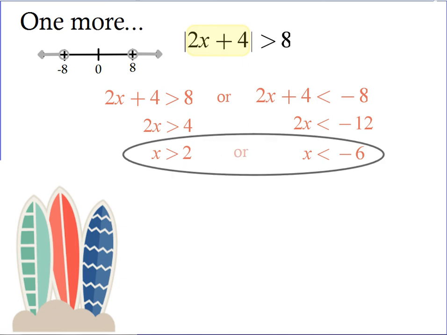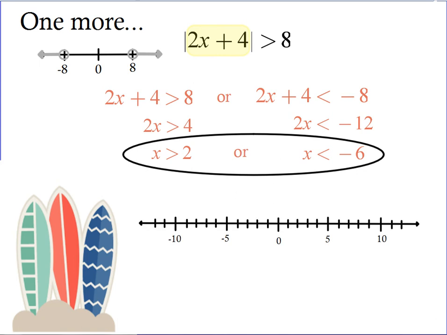That's my solution, and that's what I'm going to put on the number line. I can graph all values greater than 2 and all values less than negative 6. I can have my compound inequality or I can have my graph. They're both the same. Everything in the shaded area, if I put those values in for x, will make my inequality true.